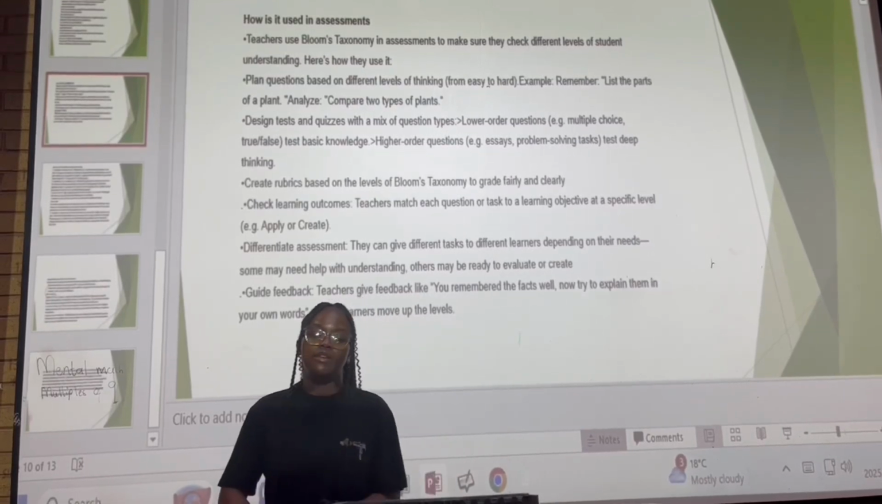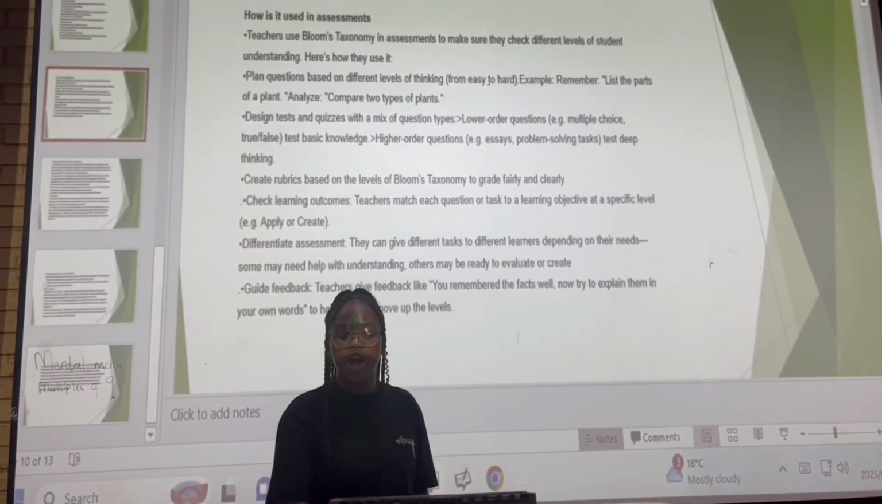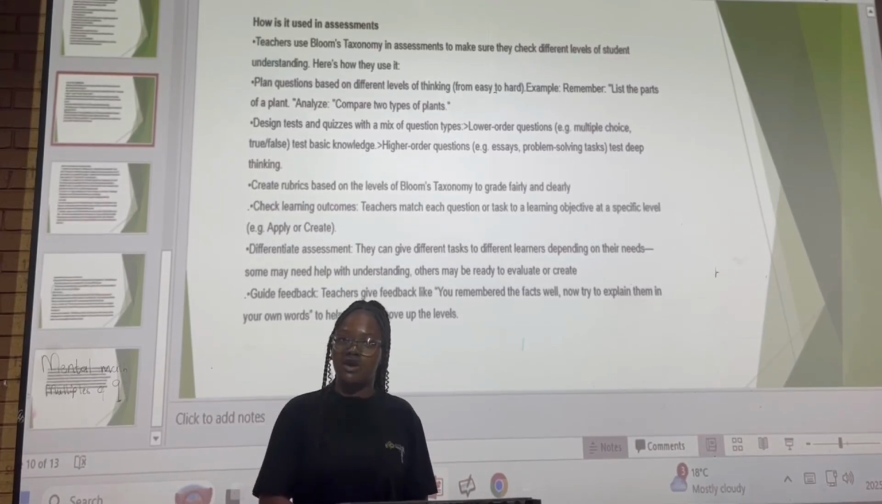Guide feedback. Teachers give learners feedback. They can say, you remembered the facts so well. Now use your own ways to create. This helps learners to move up the levels.